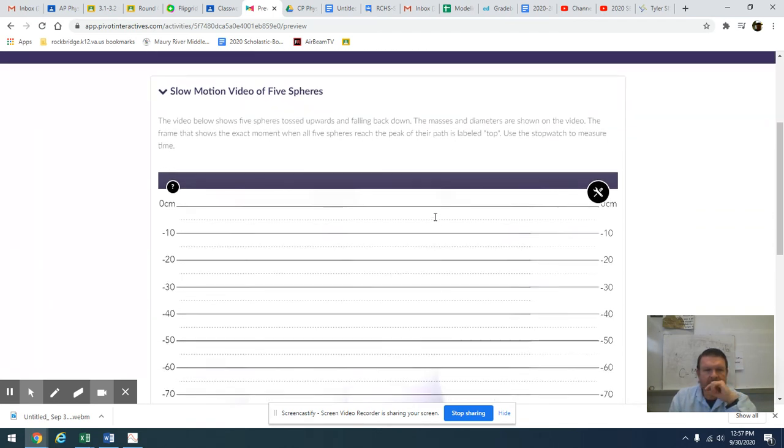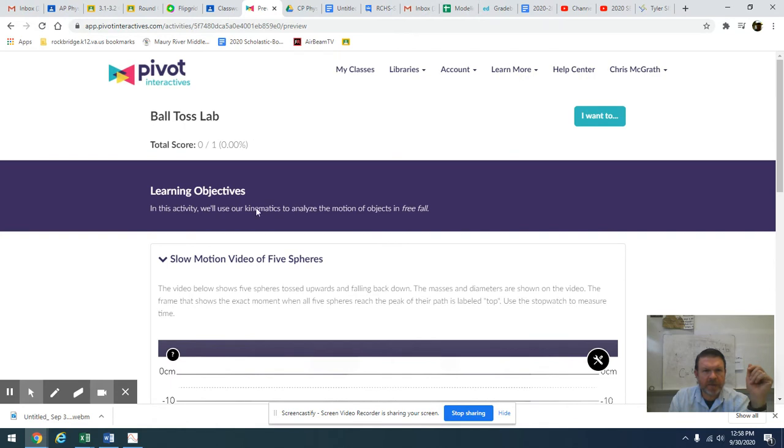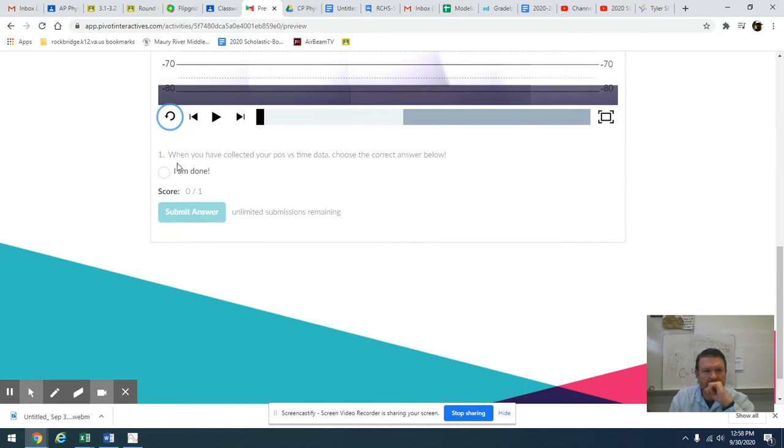Hey, physics, we're going to do a little lab kind of activity here. I'm going to collect some data. I'm going to show you, you're going to go into Pivot and you're going to find this ball toss lab. And I fixed this up. I figured out the way I want to do pivots a little bit better. There's only one point attached to this. This is not where your real points are going to come from. You're going to write up a little lab report for this. The only question is this one.